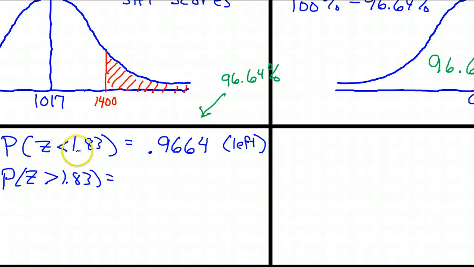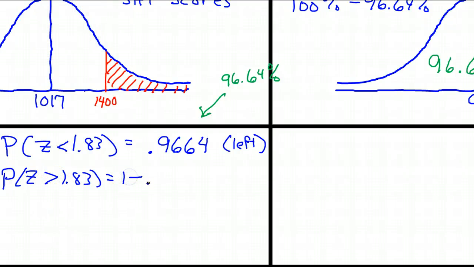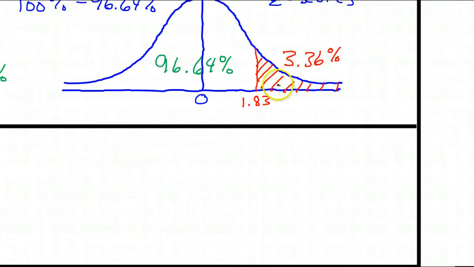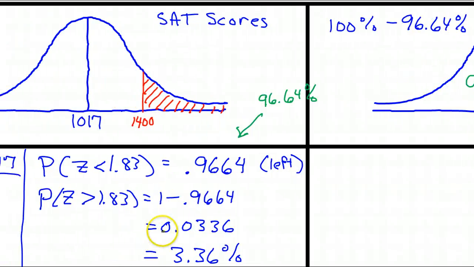Or you could have done it this way, and you could just deal with the decimal. If the proportion to the left of 1.83 is 0.9664, then the proportion to the right, greater than, will be 1 minus 0.9664. And of course, that's going to give us 0.0336, which again, moving the decimal over to make a percent, is 3.36%. All right, which is what we got the other way too. So there's two ways to think about it. You do it whichever way you feel most comfortable with.